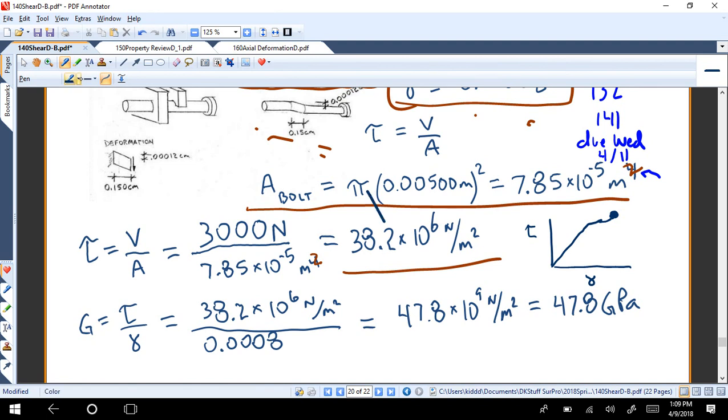Okay. And I keep asking all these little questions because I just want you to be thinking about this and processing it and learning it, because you want to get a feeling for what these things are. G is the slope of that straight line. Notice it doesn't tell you how high the line goes, which would be the strength. It just tells you the relationship between the stress you apply and how much strain you've got, which isn't always indicative of strength.